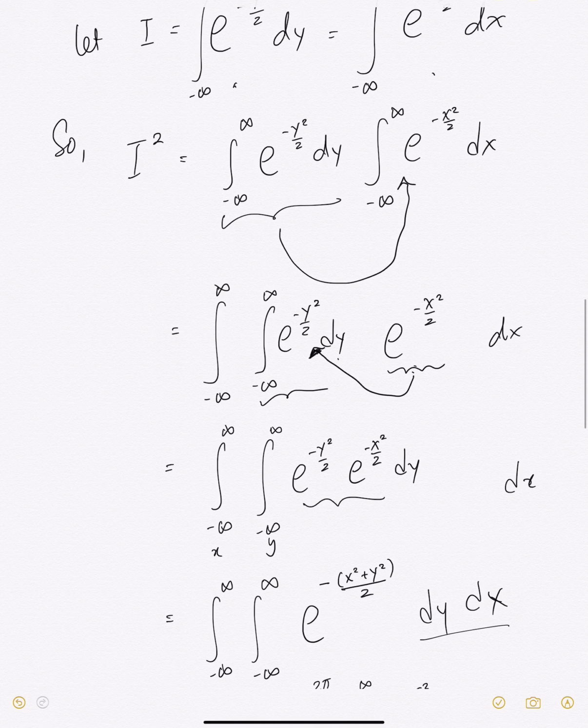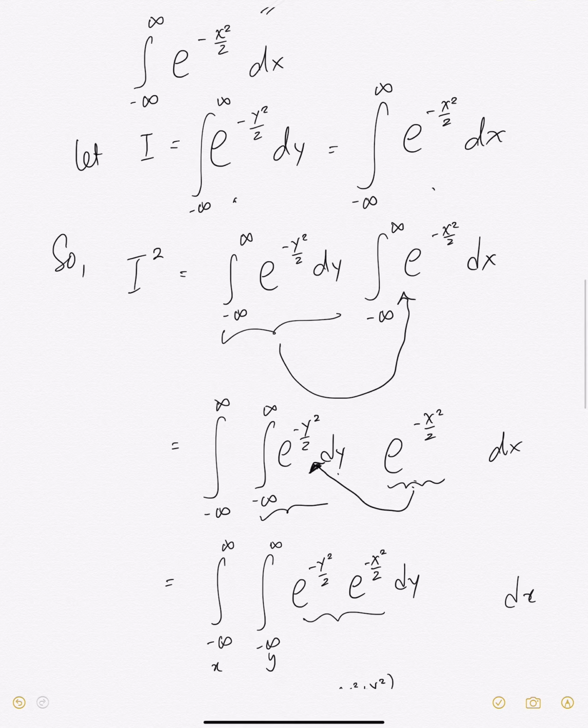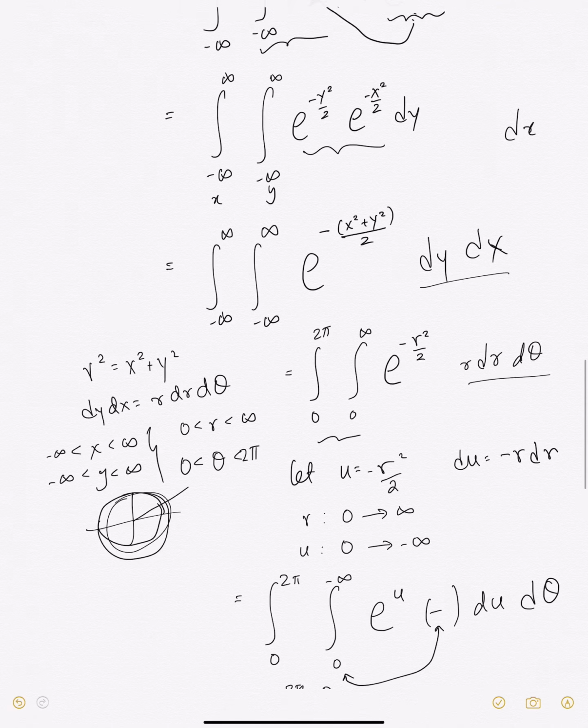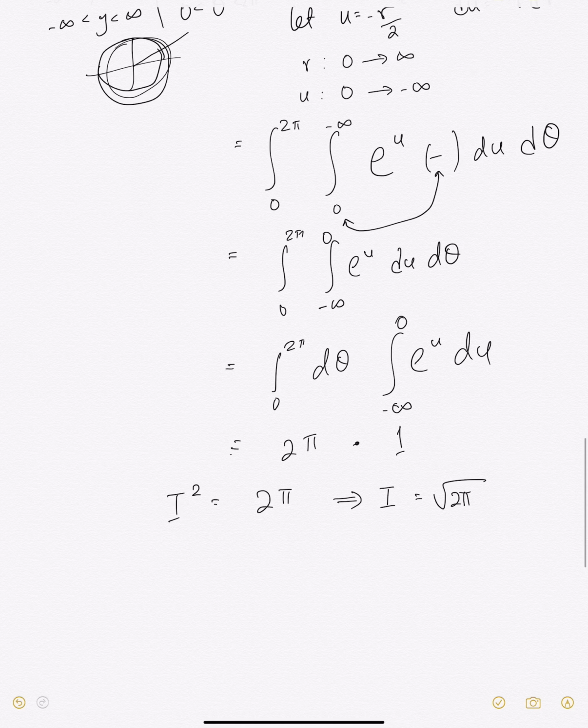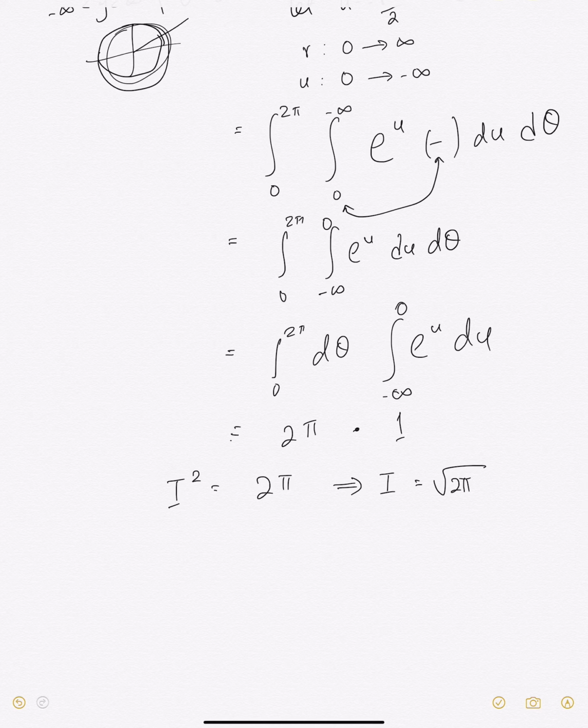It's very clever in that you made a change of variables and then introduced the same integral with x, looked at a product, and then changed the coordinates, and now you have that I squared is 2 pi and I is square root 2 pi.